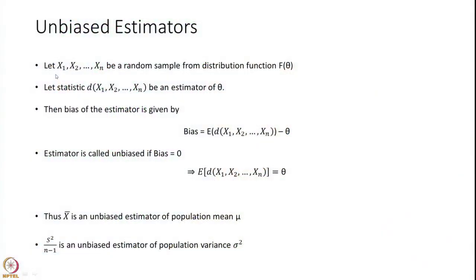Now, we will move to what are called unbiased estimators. This is a quality or an evaluation of an estimator for a point estimator. So, from interval estimators, we are back to point estimators, and we will first define what are called unbiased estimators. Let x1, x2, ..., xn be a random sample from a distribution f theta. Theta is unknown, and let the statistic d(x1, x2, ..., xn) be an estimator of theta. Then the bias of the estimator is defined by the expected value of this statistic minus the parametric value theta. And if this bias is 0, then the estimator is called an unbiased estimator.